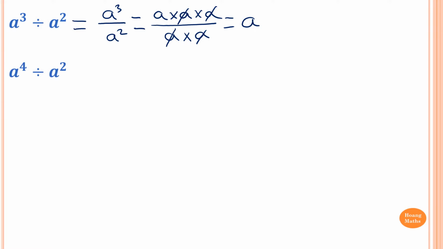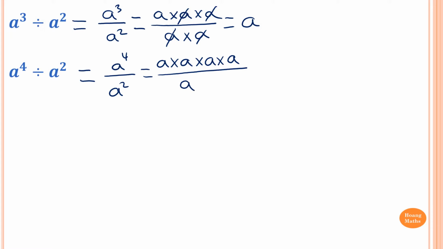a to the power 4 divided by a squared. So I can write it as fractions, which is a power 4 over a squared. This is just the same as a times a times a times a, over a times a. So this cancels with this 2 here, and you're left with a times a. a times a is a squared.